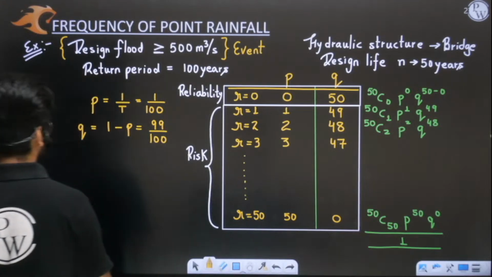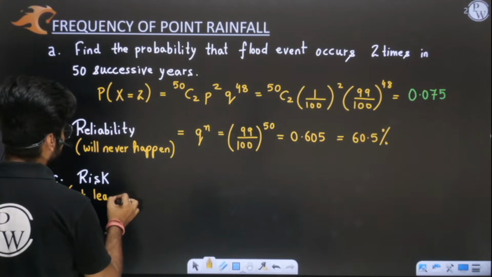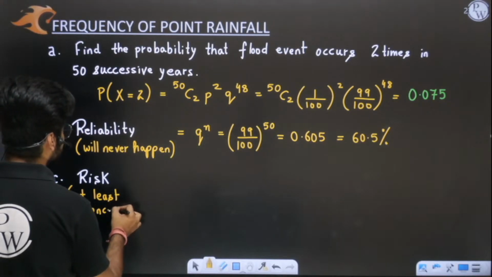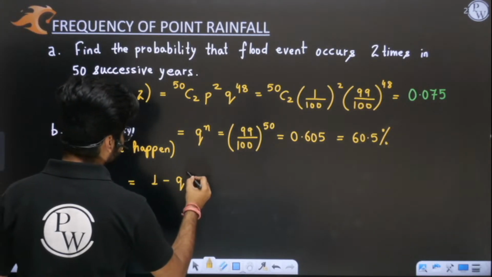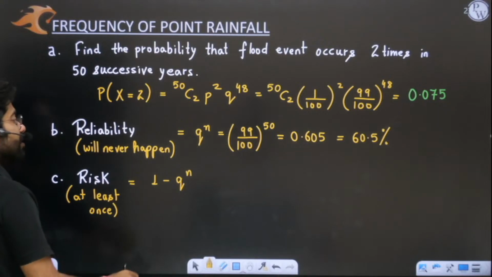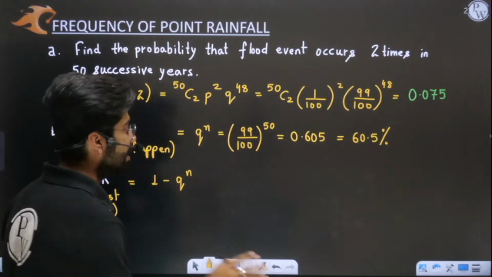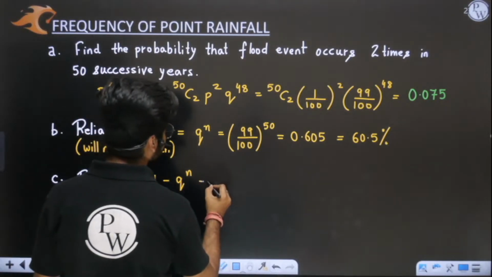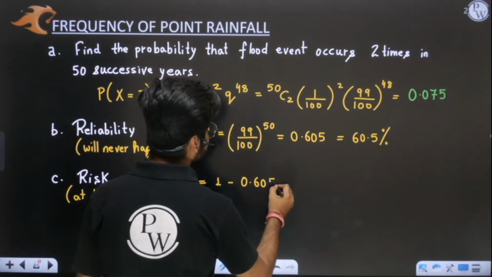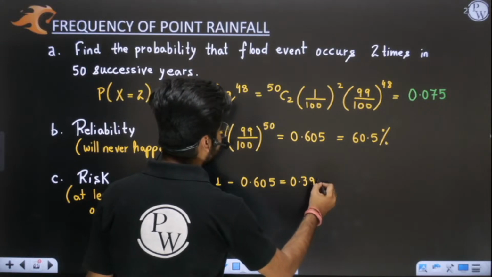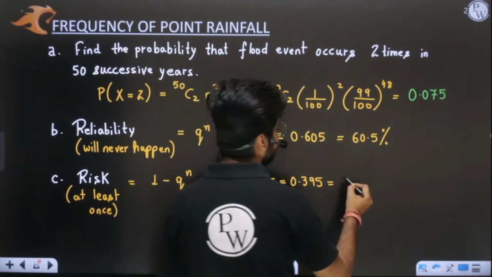Now tell me what risk is here. Risk means at least once. I will write the keyword here: risk means at least once, and I know that risk is none other than 1 minus reliability. So 1 minus Q power n. Remember this formula. This is very, very important. I'm repeating again: finding reliability and risk is very important for you all, many a time it has been asked. Q power n we have just now evaluated, so it will be 0.395. If I want to convert this fraction into percentage, I will multiply it by 100.